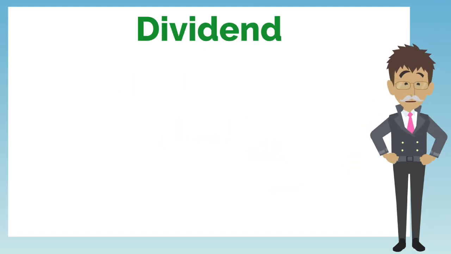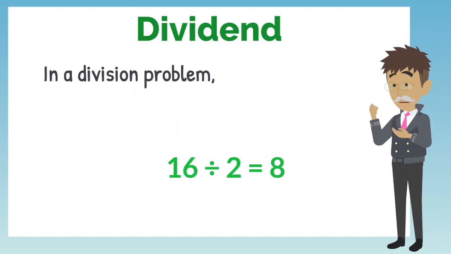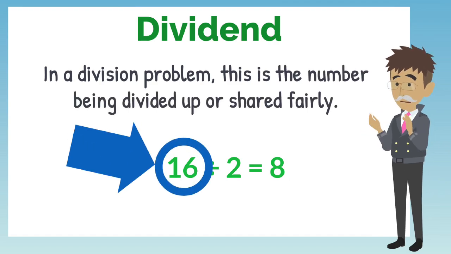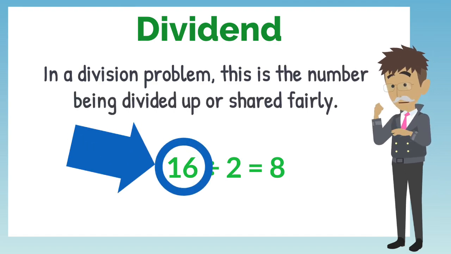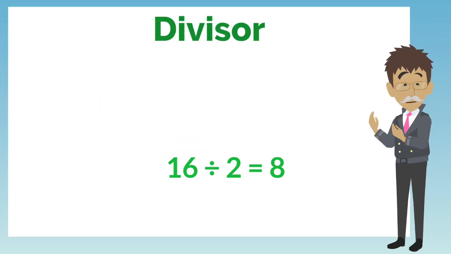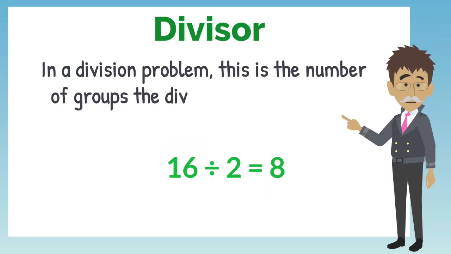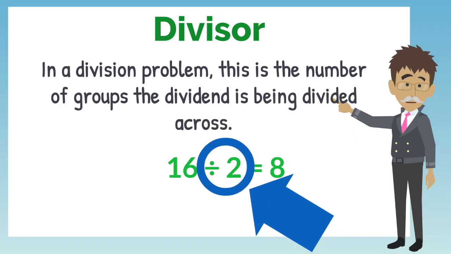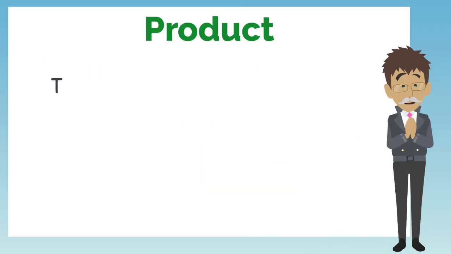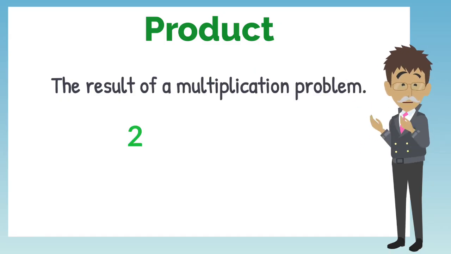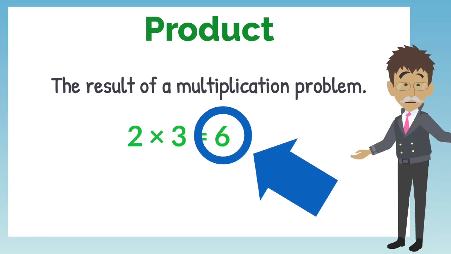Dividend. In a division problem, this is the number being divided up or shared fairly. Divisor. In a division problem, this is the number of groups the dividend is being divided across. Product. The result of a multiplication problem. The product of 2 and 3 is 6.